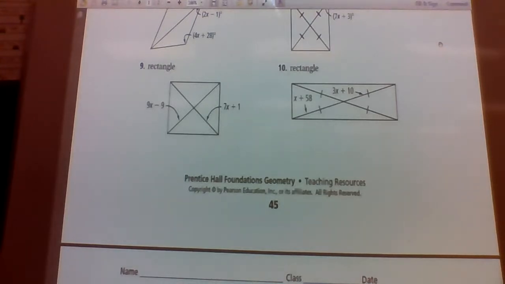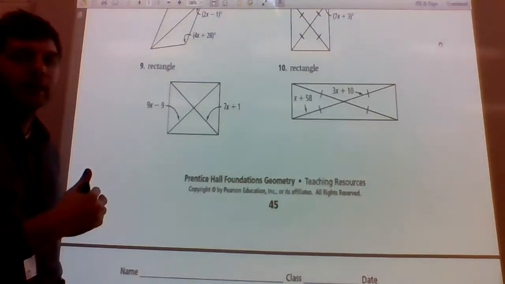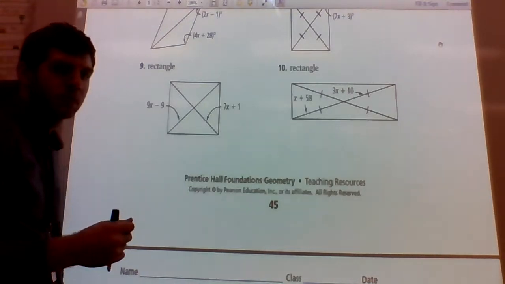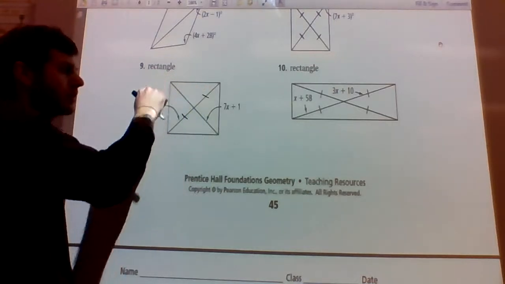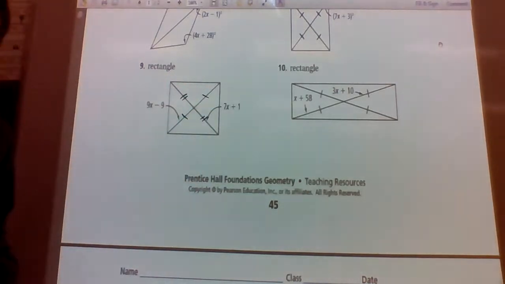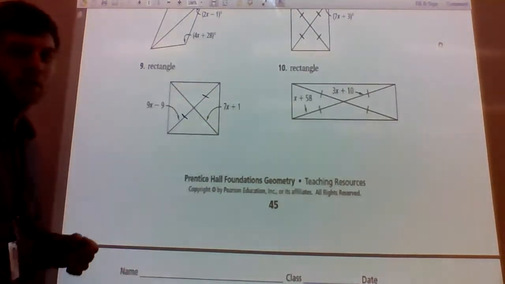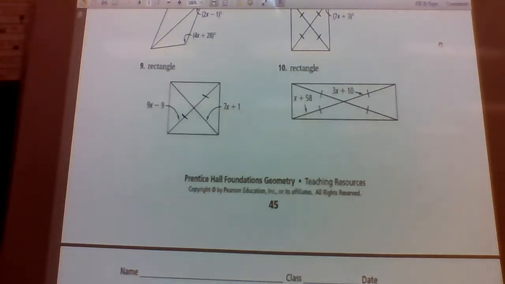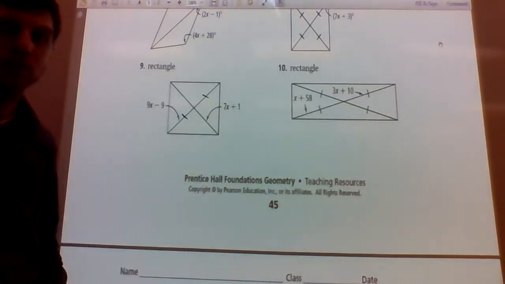So here we have a rectangle. We know the diagonals bisect each other because it is a parallelogram. A rectangle is a parallelogram. But we also know that the diagonals are congruent. So in a rectangle, since the diagonals are congruent, each diagonal bisects the other diagonal, which is the same length. So it's going to split it into the same congruent segments.